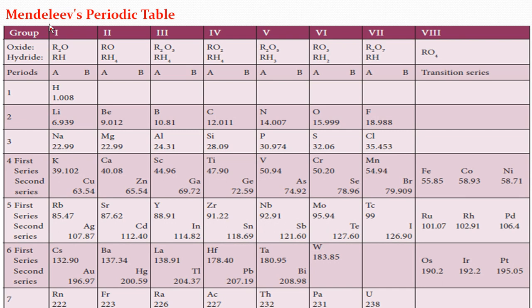And this is the Mendeleev periodic table. There are 8 groups and 7 periods in the Mendeleev periodic table. Here the first group: hydrogen, lithium, sodium, potassium, and also copper, rubidium, silver, cesium, gold. So, this is the first group, this is the second group, the next one is the third group, then the fourth group, fifth group, sixth group, seventh group and eighth group, and here some vacant places are left in the Mendeleev periodic table.